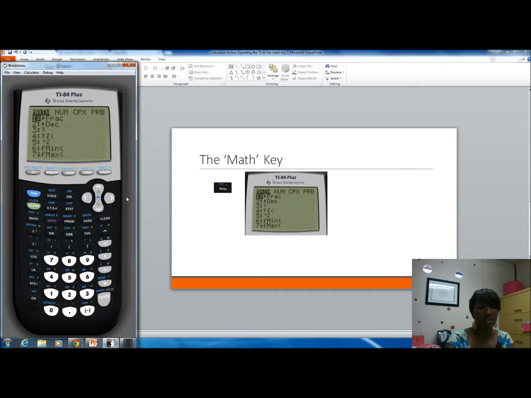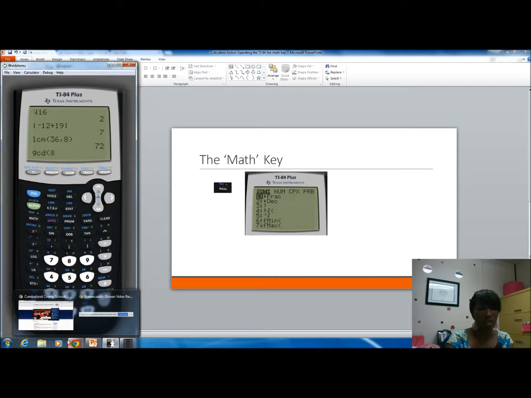All right, let's hit math again. Arrow over once to num. Arrow down to number 9, which is GCD. Let's find the greatest common divisor now between 2 numbers.